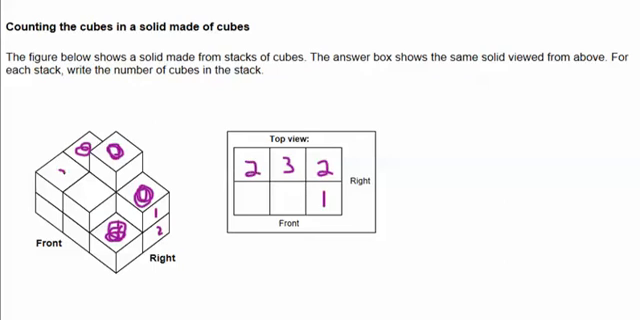And then here in the front, at the far left, there are 2, equal level with the last one we looked at. And then this one is also equal level with the last one we looked at. So it will be a 2 as well.